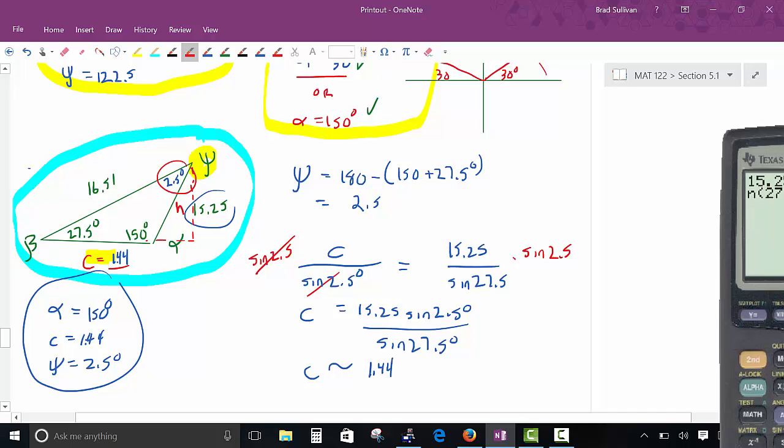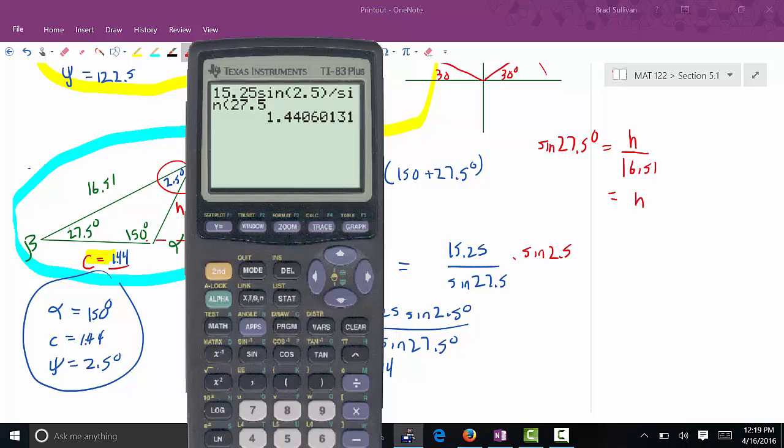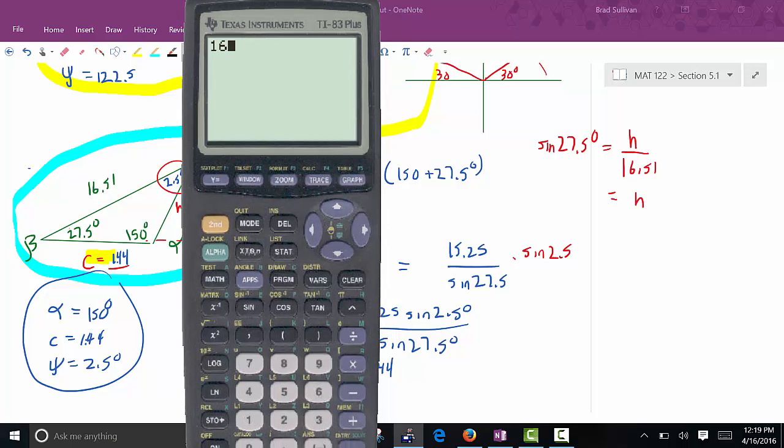That's H. So what you could do is you could just say the sine of 27.5, this angle, is equal to opposite over hypotenuse. And then you could solve that, and I'm just going to show you on the calculator what you would get. So if you did the 16.51 right there and multiplied that by the sine of 27.5, you're going to get that the height of this triangle is about 7.6.